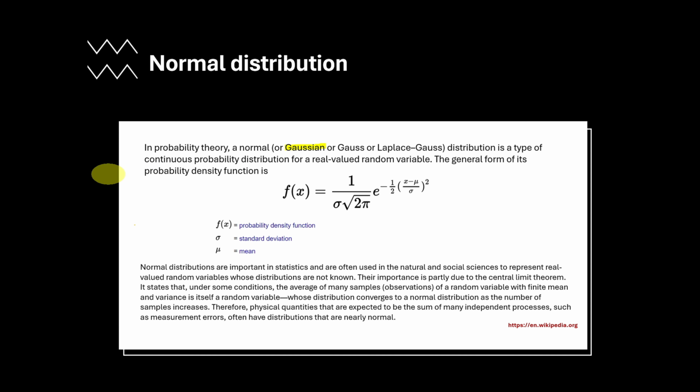The general form of the probability density function is f(x) = 1 / (σ√(2π)) · e^(−1/2 ((x − μ)/σ)²). f(x) is the probability density function, σ is the standard deviation, and the mean is μ.